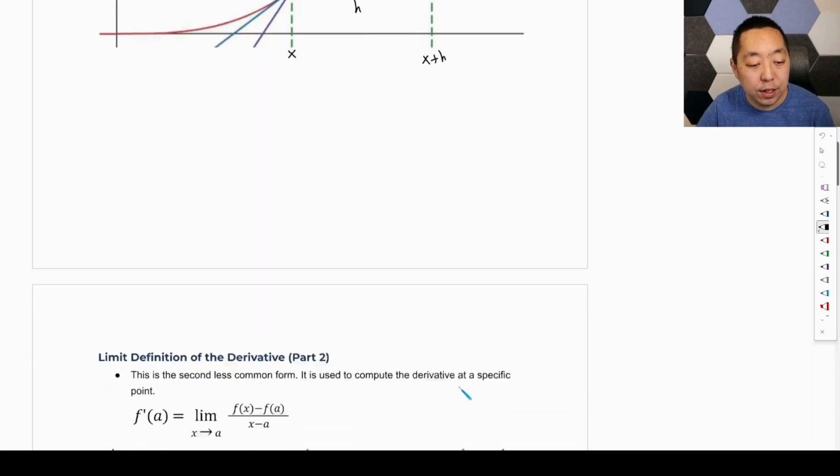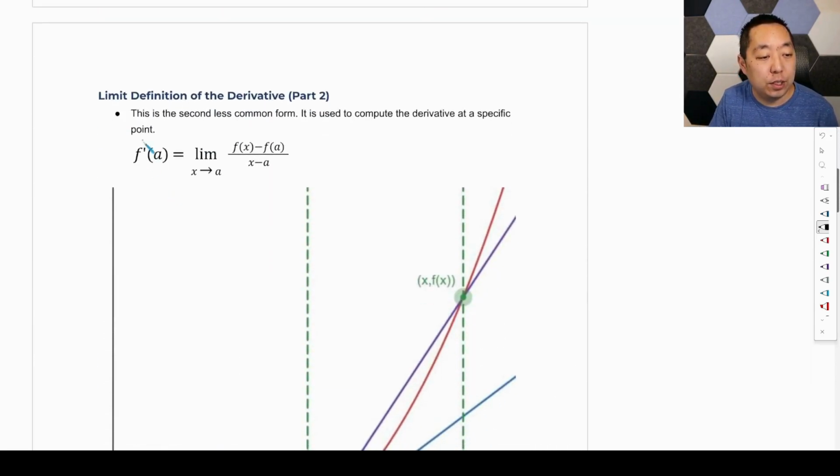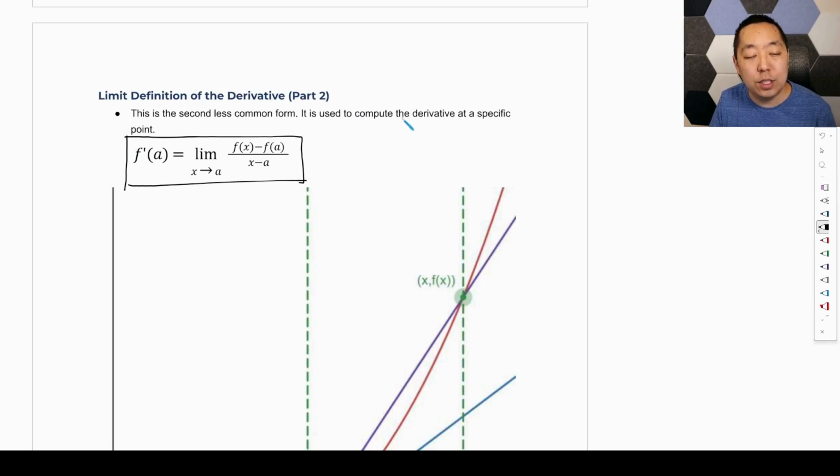Now, there's another definition of the derivative, part 2. This is very similar. It's just using different variables. Why do we use this one? For one, I don't use this one very often, but it is used to compute the derivative at a specific point. And that's commonly done.